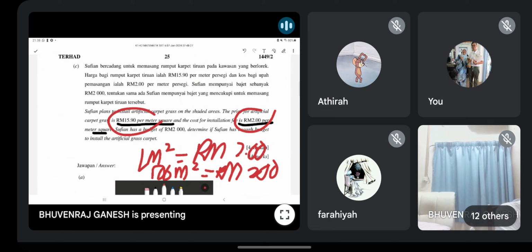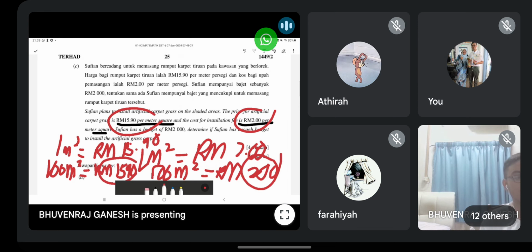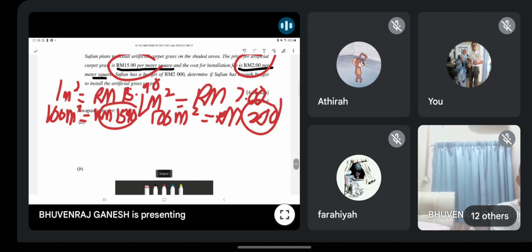Two type of cost. So 1 meter square RM1590. Lepas tu 100 meter square RM1590. Kamu tambah dua-dua untuk cari jumlah cost. Total cost you will get 1790.